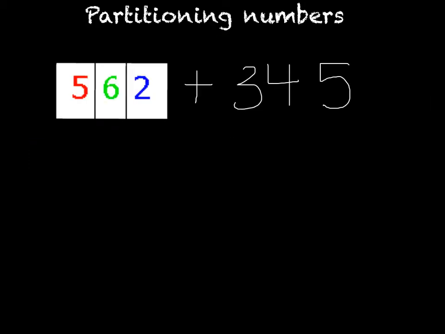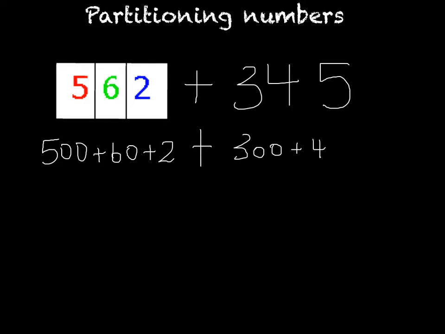Pretty easy, right? But let's see what happens when I have to use that idea to add two numbers together. So I still have 562, but this time I'm going to add 345. The first thing I have to do is to partition my numbers. So I can see on this side I've got 500 plus 60 plus 2. And then I have to add this side, 300 plus 40 plus 5.